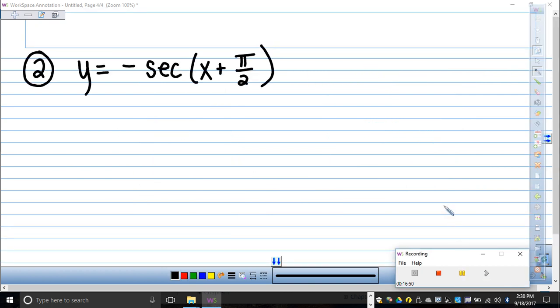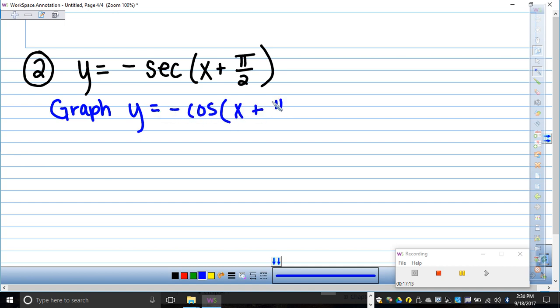All right, we're going to look at one more example. So this one is y equals negative secant of x plus pi over 2. All right, so similar starting step as the last problem, except secant is related to cosine. So we are going to graph y equals negative cosine of x plus pi over 2 first.